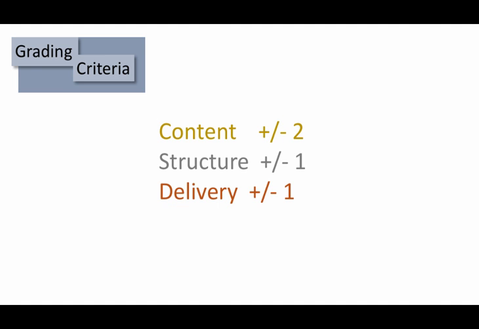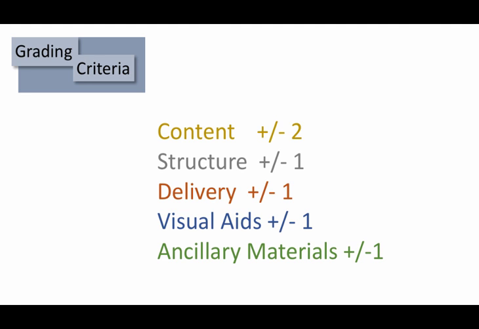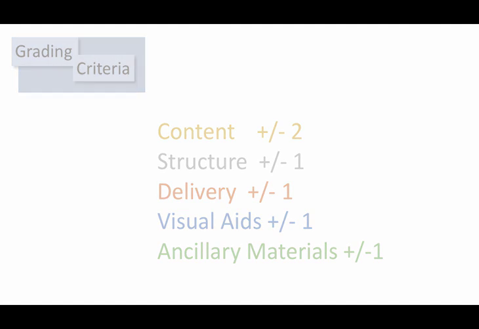For example, a formal class presentation might have the following criteria or areas of evaluation: content, plus or minus 2; structure, plus or minus 1; delivery, plus or minus 1; visual aids, plus or minus 1; ancillary materials such as handouts or other visuals, plus or minus 1, for a total of plus or minus 6 points. If you were not to complete this assignment, the penalty would be minus 18 points, or 3 times the lowest possible score.